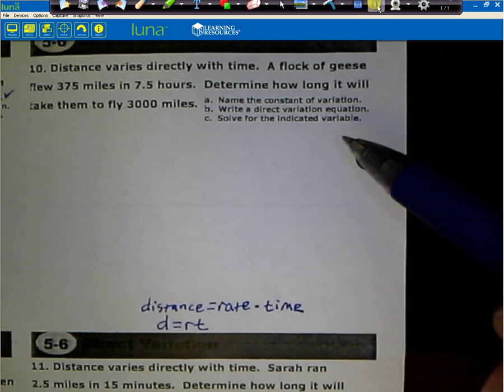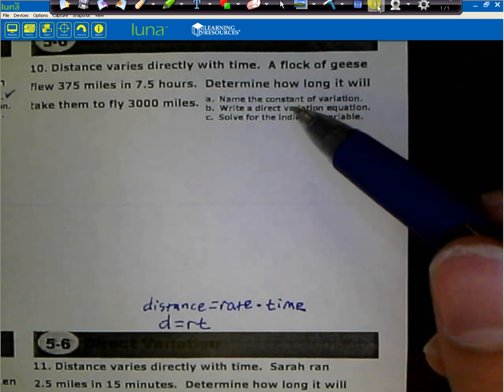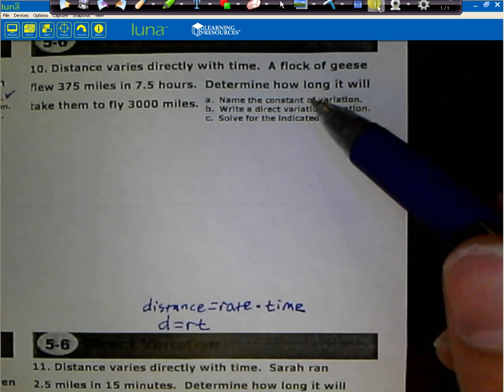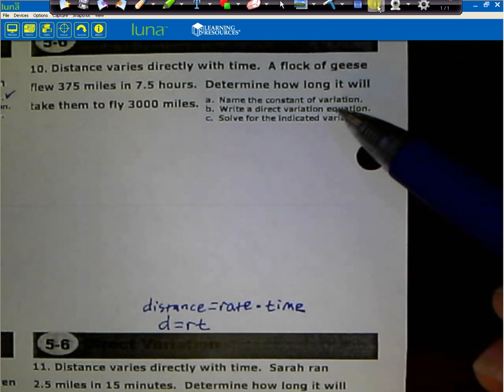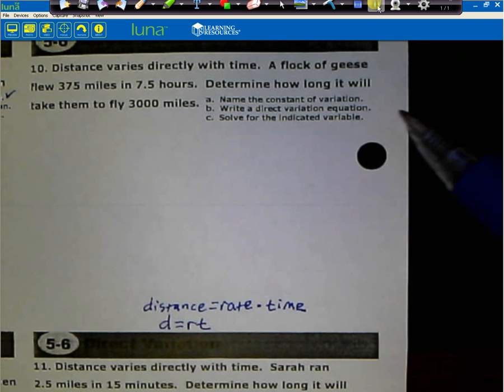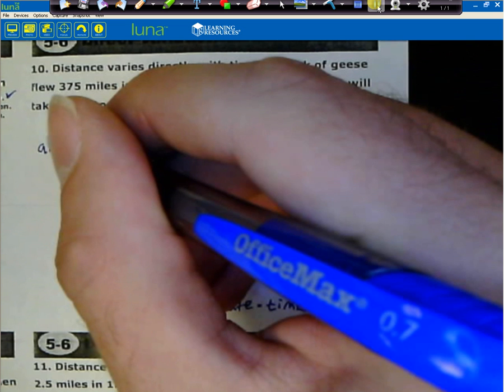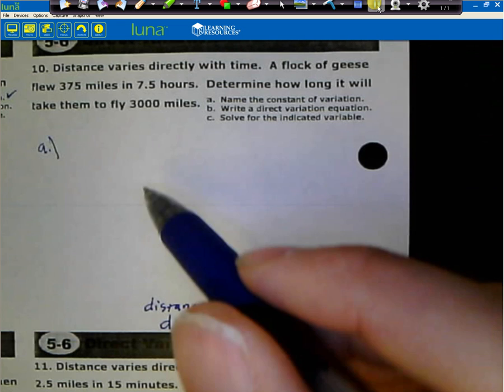So let's see what we got here. Distance varies directly with time. A flock of geese flew 375 miles in 7.5 hours. So that right there is enough information for me to be able to figure out my constant of variation.